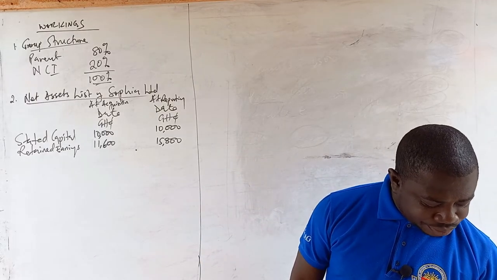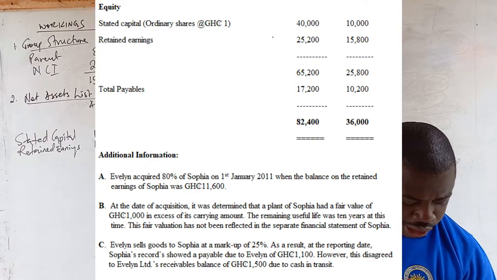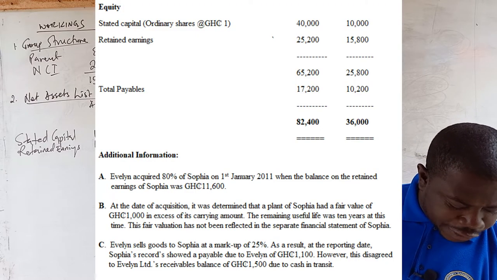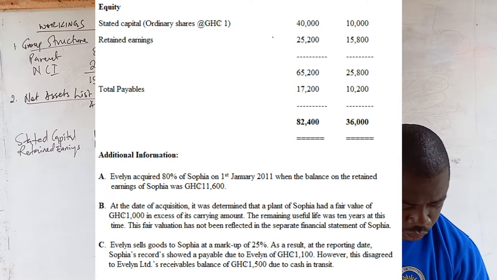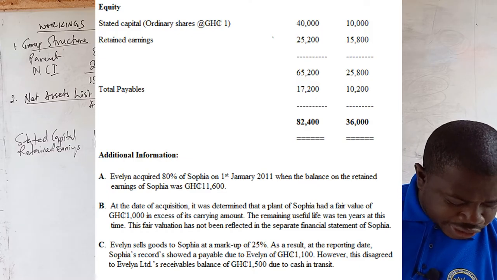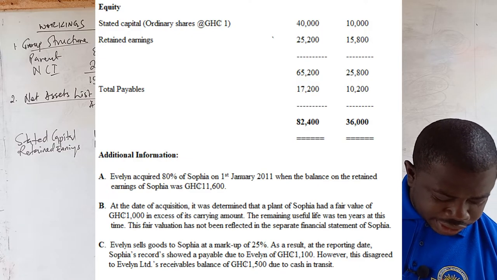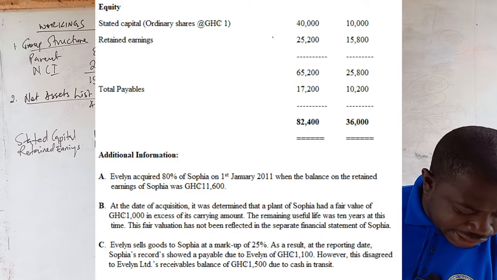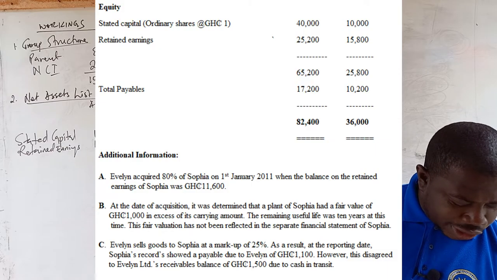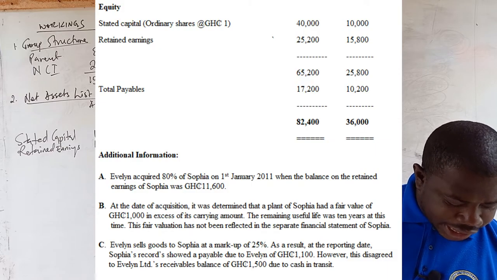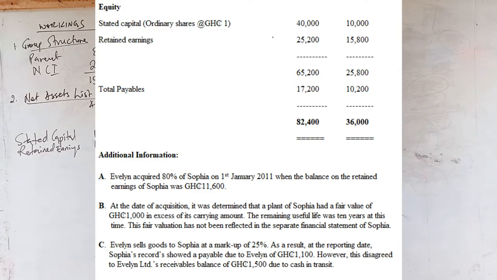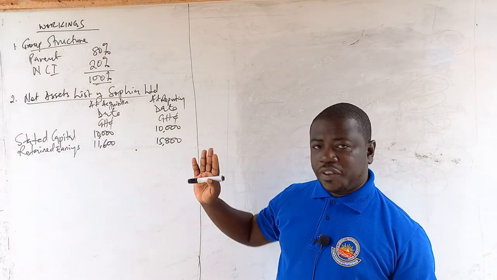And we are told that at the date of acquisition, it was determined that the plant of Sofia had a fair value of 1,000 in excess of its carrying amount. So that is 1,000. The remaining useful life was 10 years at this time. The fair valuation has not been reflected in the separate financial statement of Sofia. So we need to show it has not been reflected till now.